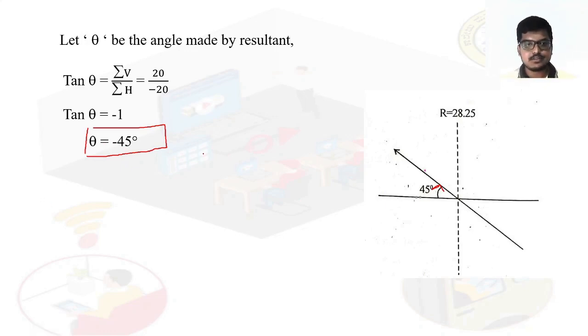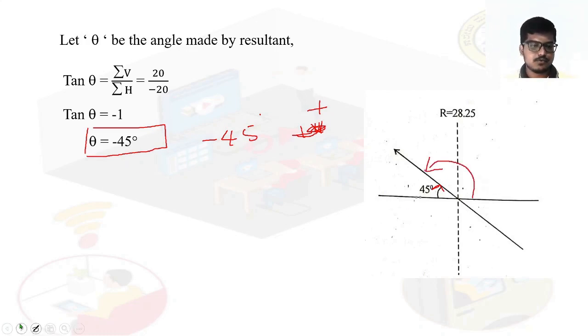So clockwise is our assumption. Clockwise means we will take it as negative, and if it is anti-clockwise, we will take it as positive. Then we have to come like this.